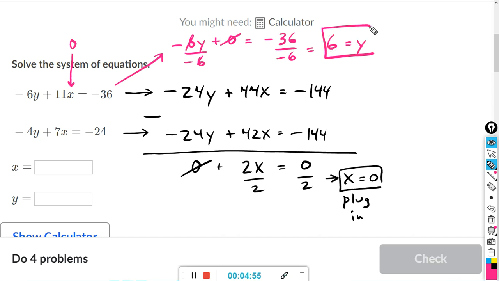Okay, and you enter these numbers in the box. So x equals 0 and y equals positive 6.